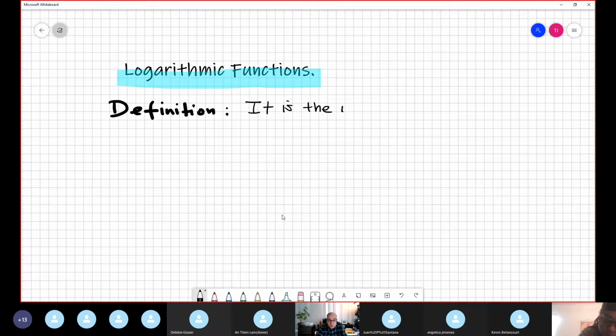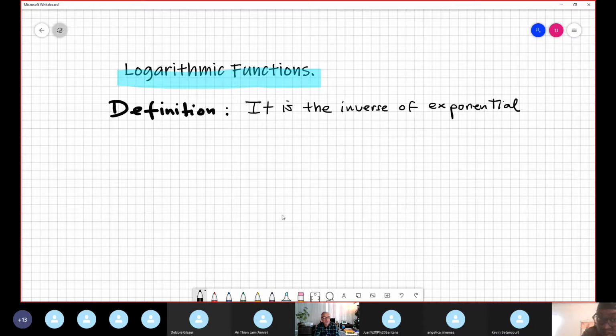It is the inverse of exponential. Wow. Look, I want to explain in detail now. Pay attention, this is a super important moment. Remember that when you study inverse, inverse is the opposite direction, no?